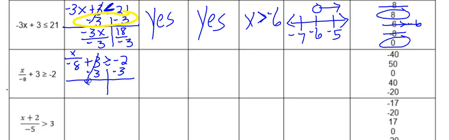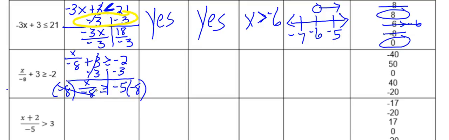I bring down my x divided by negative 8 and I'm going to bring down my negative 5, greater than or equal to. All right, so now I need to isolate my x, so I'm going to multiply both sides by negative 8. I'm going to undo my division by multiplying by negative 8. So when I multiply the left side by negative 8, it cancels out.